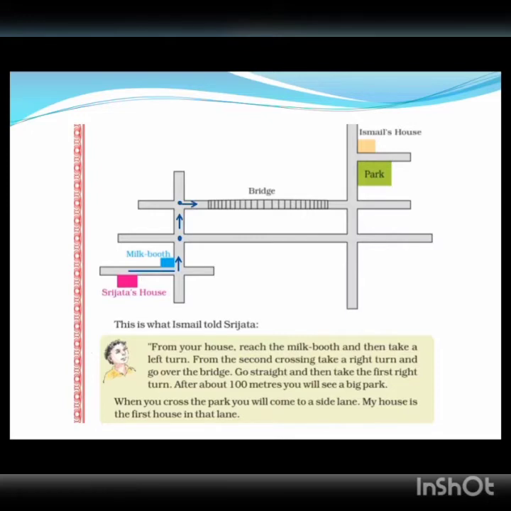And go over the bridge. Go straight and then take the first right turn. Go straight and then right turn. Here is the right turn. After about 100 meters, you will see a big park. When you cross the park, you will come to a side lane. My house is the first house in that lane.